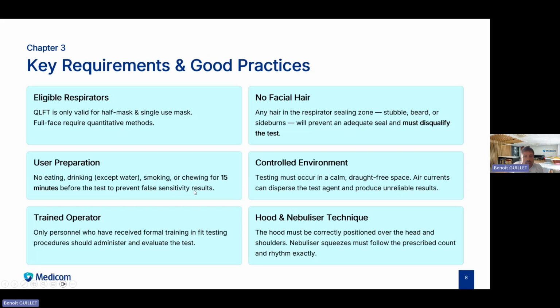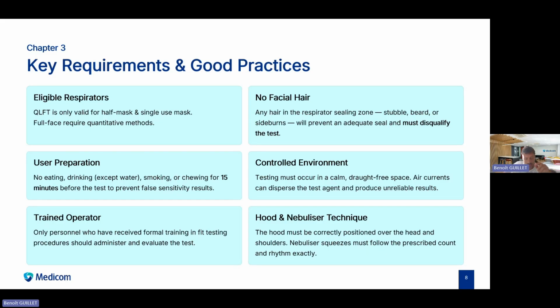So, key requirements and good practices. A fit test is only reliable if several conditions are respected. Facial hair: even 1 or 2 days of stubble can completely compromise the seal for men. So facial hair in the sealing area must disqualify the test. So very important. In all the different tests, we can see that some people who have 1 or 2 days of stubble can completely compromise the seal and so the test.